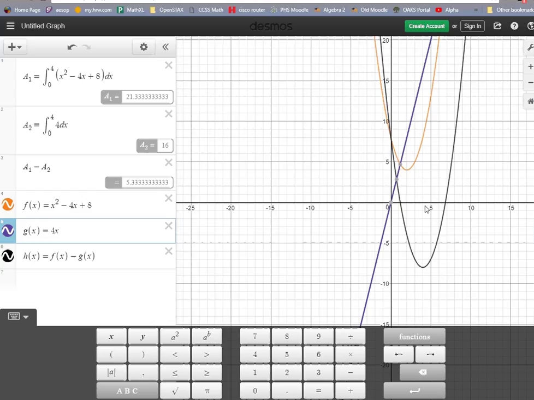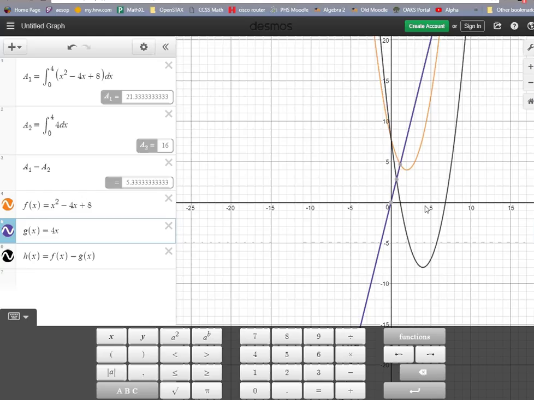We said h of x is just f of x minus g of x, so it's the area underneath the orange graph and on top of the purple graph. So right here, that's going to be positive, isn't it? Because the orange graph is above. But over here, if the orange is defined as the top, now we're adding up the area backwards, right? And so we end up getting a negative area.